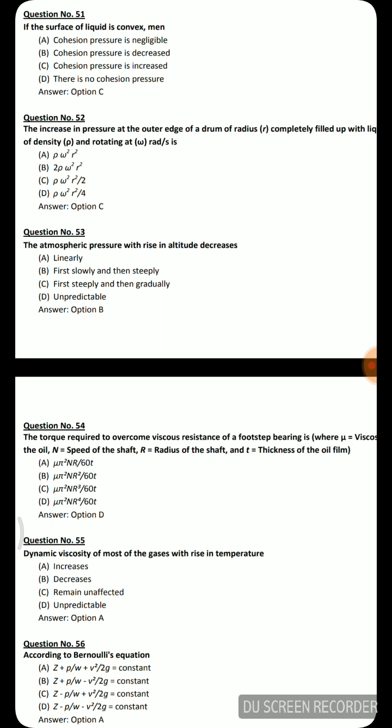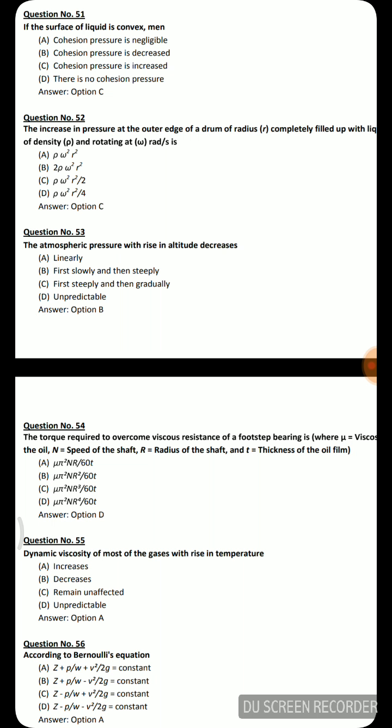Next question. The increase in pressure at the outer edge of a drum of radius r completely filled with liquid of density rho and rotating at omega radian per second is half rho omega square r square. So the correct answer is option C. The increment in pressure will be half rho omega square r square.